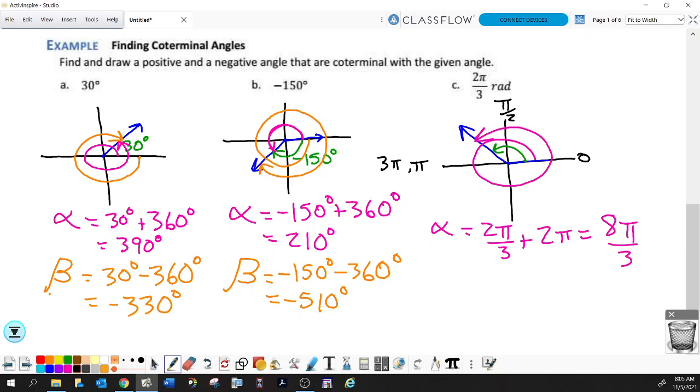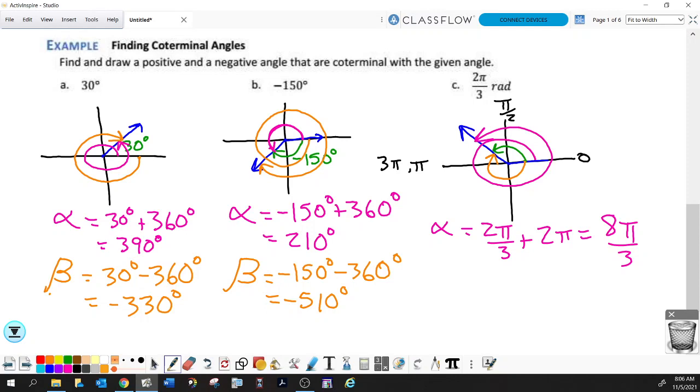Okay. All right. Then let's get our beta, our negative one, because that's what the directions say. We want a positive and negative coterminal angle to the one that was given. It's negative because it's opening clockwise. Angles are supposed to open counterclockwise. If you go clockwise, that's a negative angle by definition. If it moves in the same way that the clock's hands move, that's a negative angle.